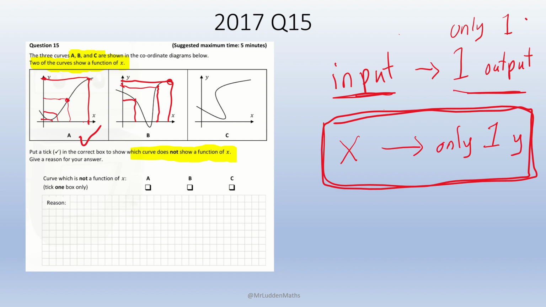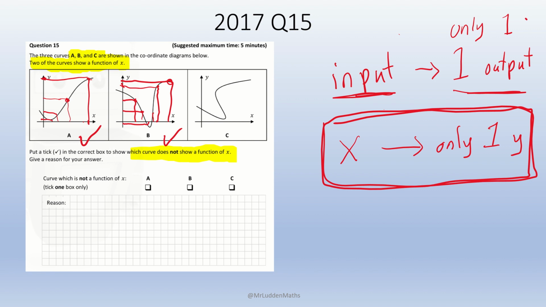Here and here. Only hit the graph once. Here and here. Once. As you can see, for any value of x, if I draw a line up or down, or go across to the y-axis, it's only going to hit it once. So B is going to be a function as well.